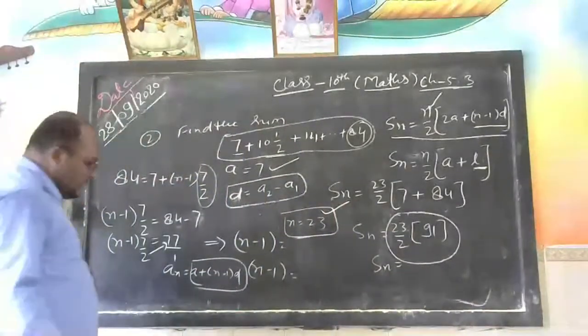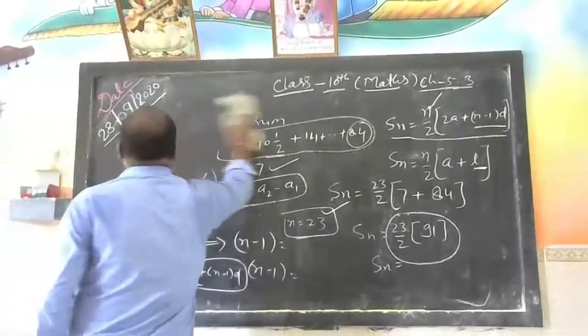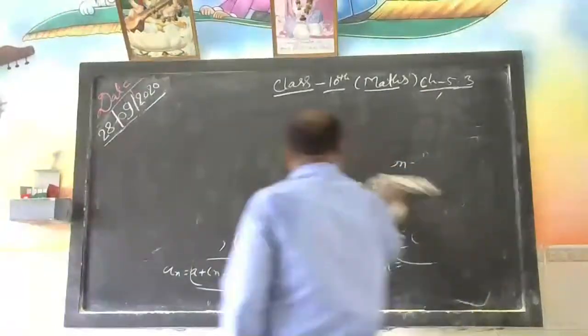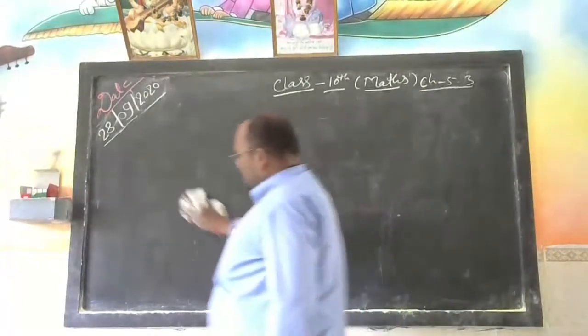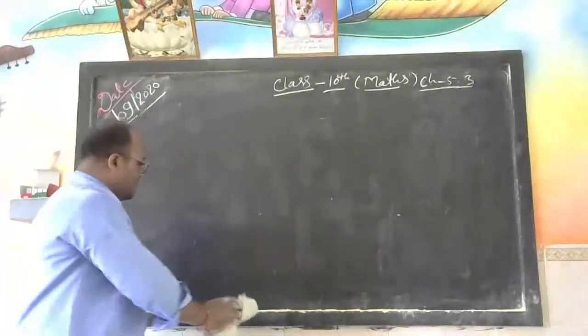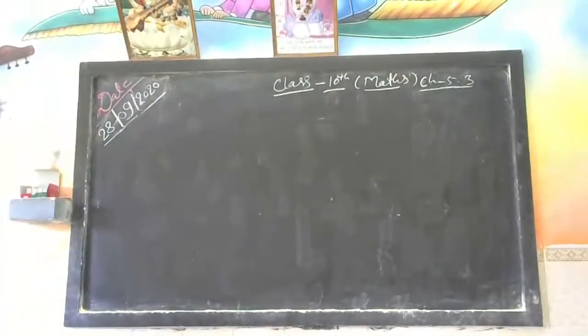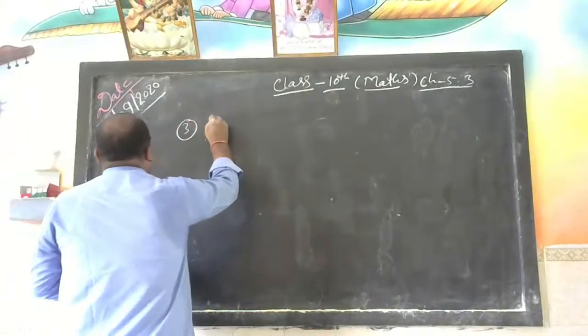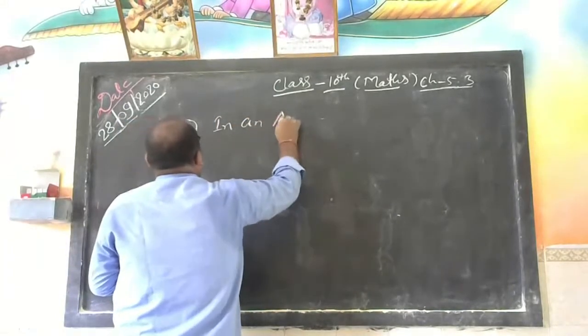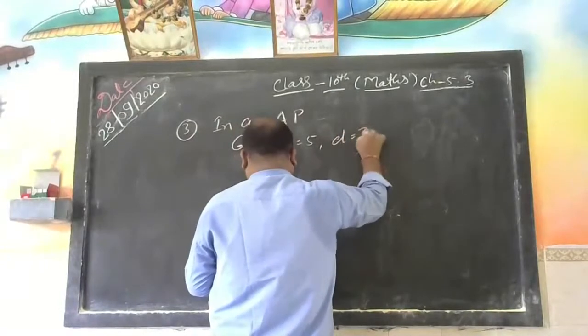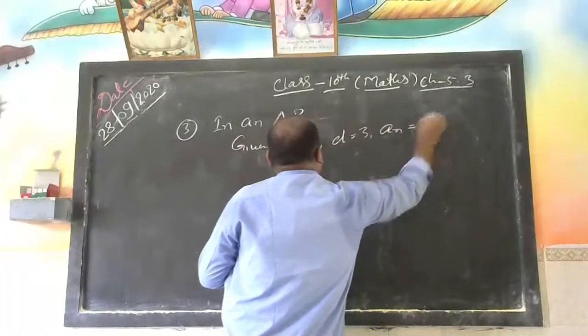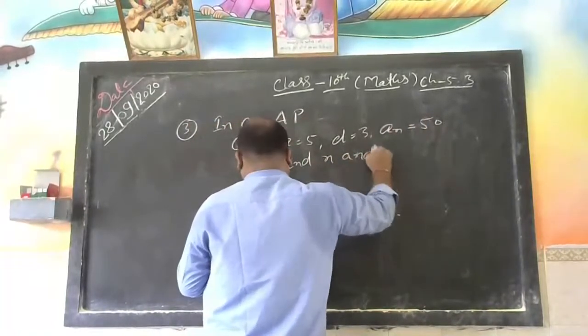Now again let's see another question. Question number 3: in an arithmetic progression you are given a is equal to 5, d is equal to 3, an is equal to 50, then find n and Sn.